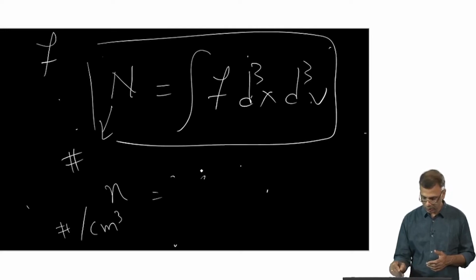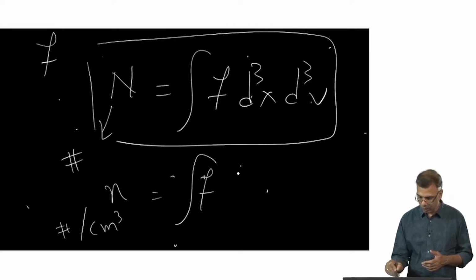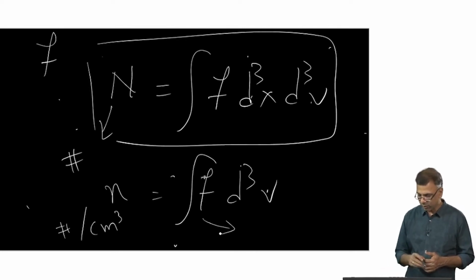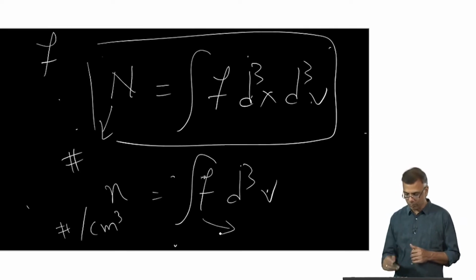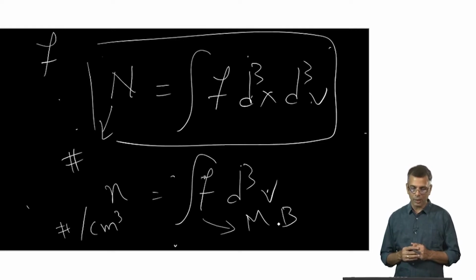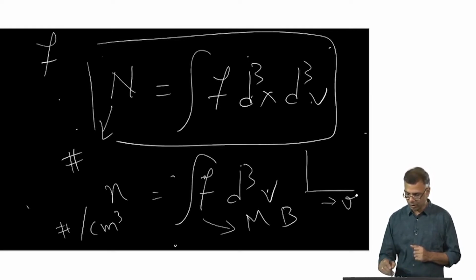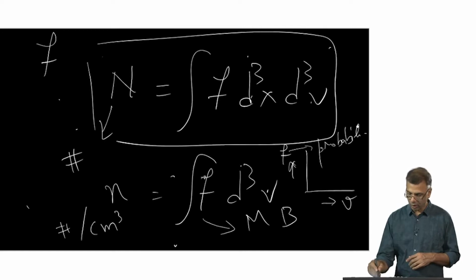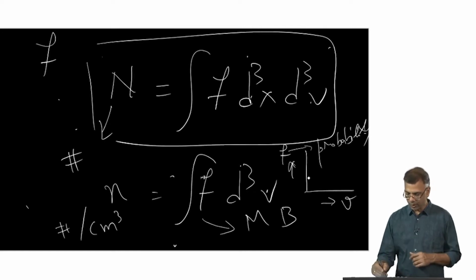What I do is I integrate f only over d cube v, in which case this f, one example of such a distribution function would be the Maxwell-Boltzmann distribution function, which you're quite familiar with. Yeah, a distribution function for which the velocity would be on the x-axis and the distribution function would be on the y-axis.